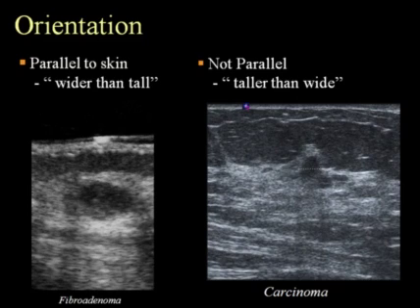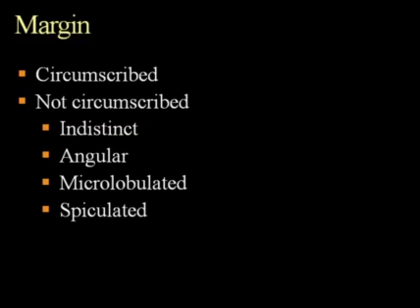Starting with the orientation, when you have a benign appearing mass, such as this mass, this is a fibroadenoma, this is parallel to the skin and it's wider than tall. This has ultrasound findings that correlate with a benign entity. When you have a carcinoma, such as in this case, this is not parallel, this is taller than wide, and this has decreased through transmission, and these findings are suspicious and indeterminate on ultrasound. This turned out to be a cancerous mass.